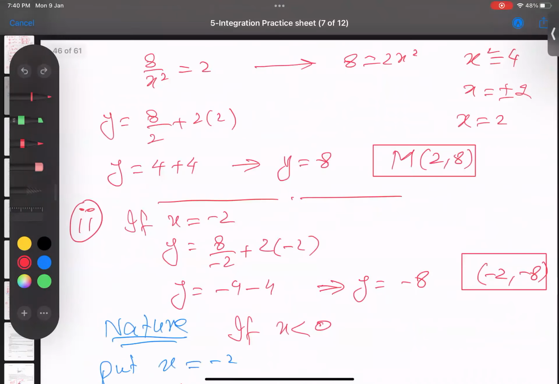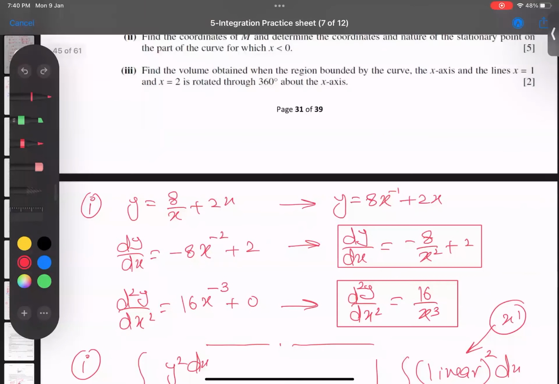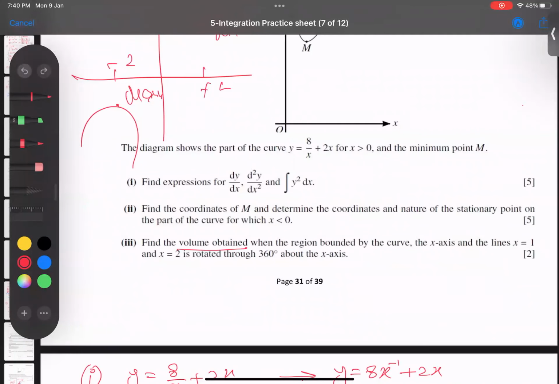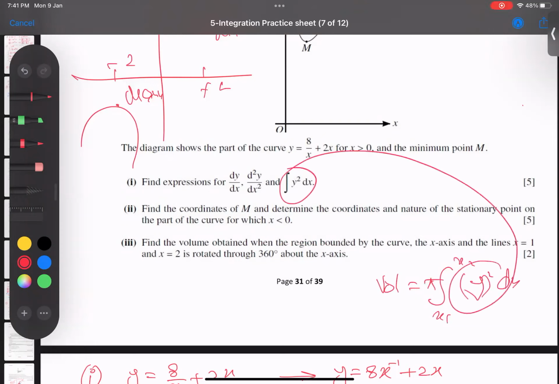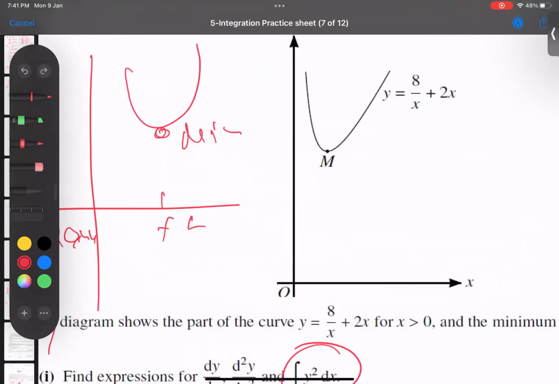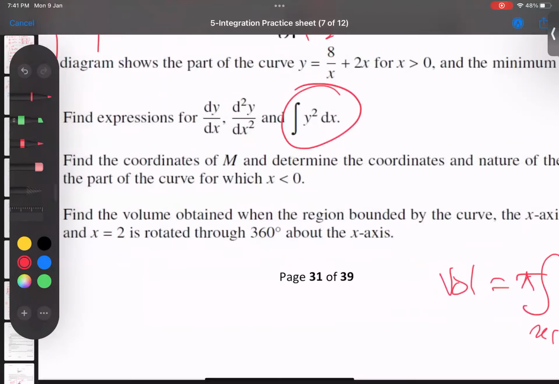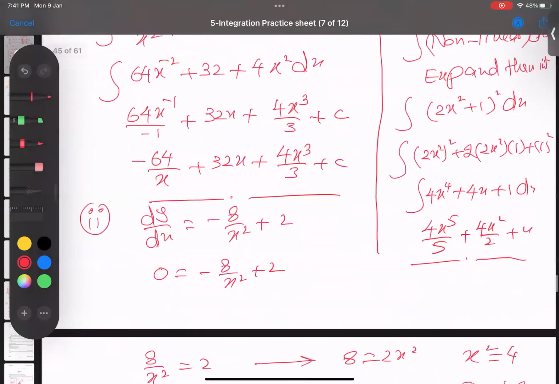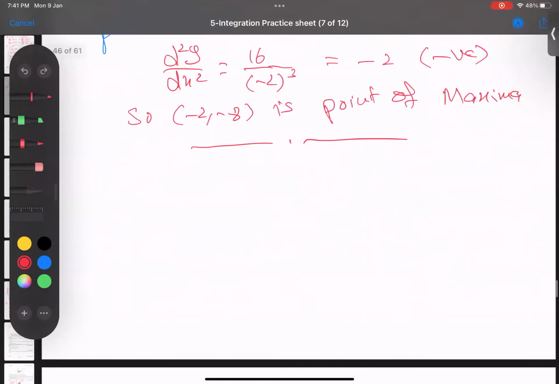Let's go for the next part. And the next part is what? 2 parts over. So the volume part is easy, 2 marks only. Volume about the x-axis. What is the volume formula about the x-axis? Pi outside, integral from x1 to x2 of y square dx. Luckily, we already have the integration of y square. I will use this answer here, with limits given by him, x1 till x2. Maybe x1 is here and x2 is here. So if you rotate this area about the x-axis, you get a volume. So let's start.